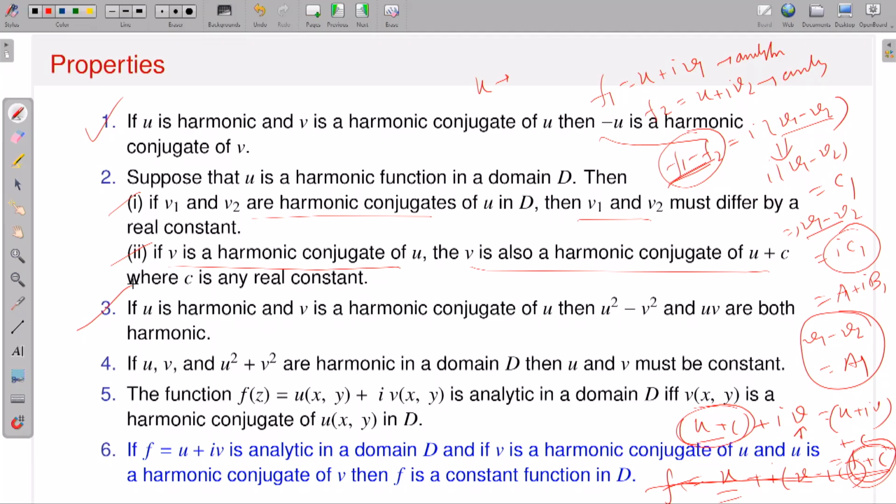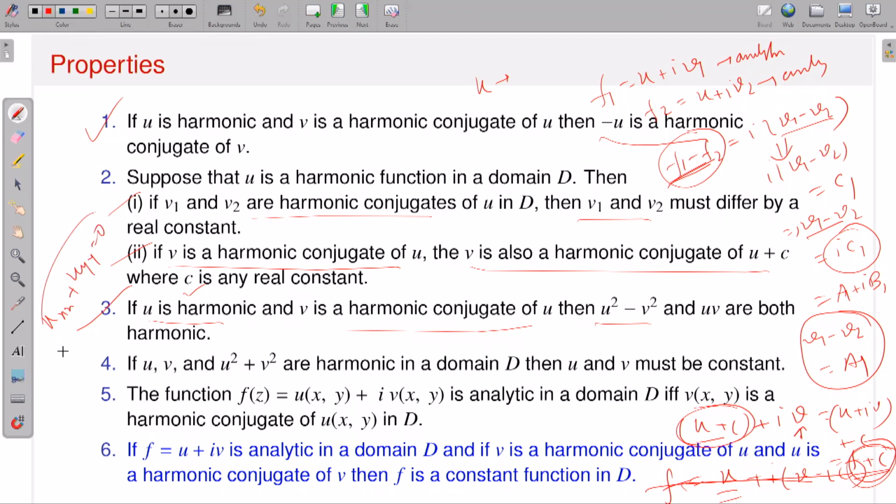Third one, you just take it as an exercise and prove it. If u is harmonic and v is a harmonic conjugate of u, then u square minus v square and uv are both harmonic functions. So what you have to do is check that all the second order partial derivatives exist and that they satisfy what is called the Laplace equation. That you just do as an exercise; I am not doing it here. Using the fact that u is harmonic, all the second order partial derivatives exist and it satisfies the Laplace equation. That means you have to use this kind of equations, right?